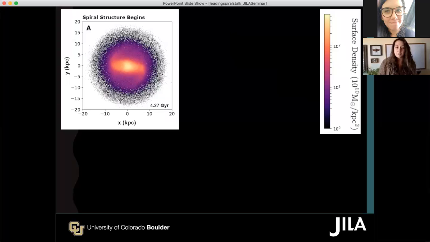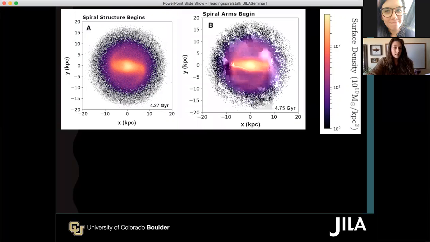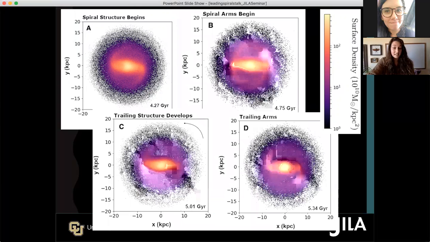Here's a surface density plot, or the next many plots are going to be surface density plots of our simulation. Trailing arms are clearly present by 4.27 gigayears, shown here in panel A. They begin with a trailing sense for panels B, C, and D. So I'll just indicate them here. We have trailing arms and trailing arms.